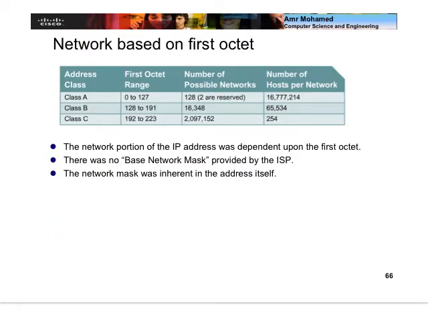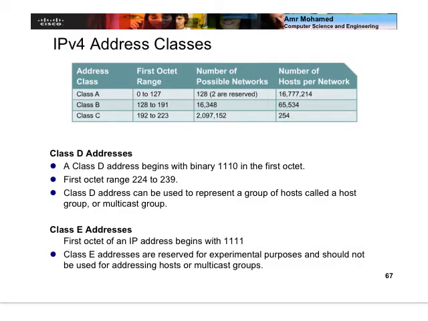So if you go back, the network portion of the IP address was dependent upon the first octet, and there was no base network mask. So there is no subnet mask associated with any classful address in that case. From the first byte, we already know, or we can assume the mask based on that, because we can divide the network part and the host part without having to have the subnet mask.